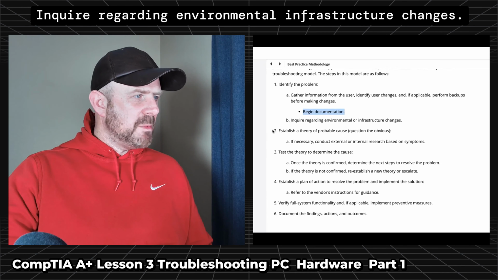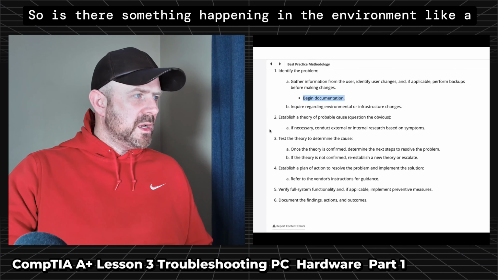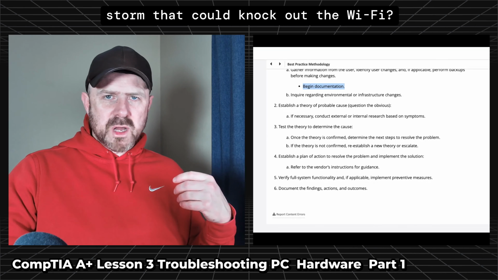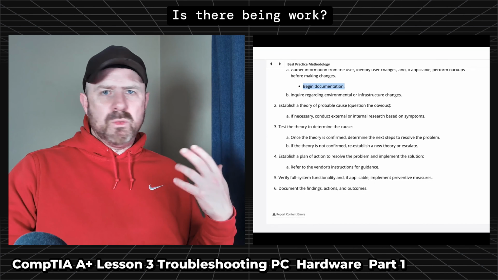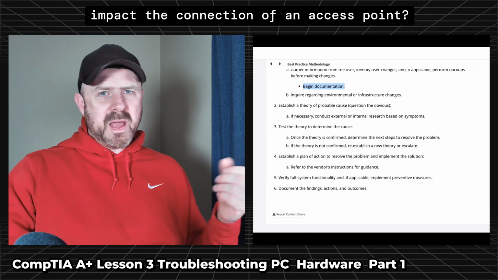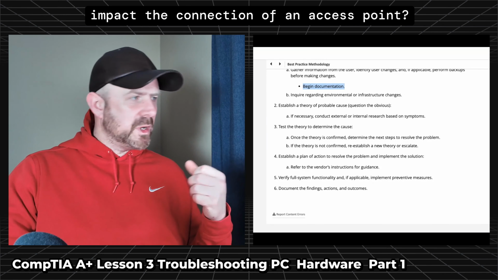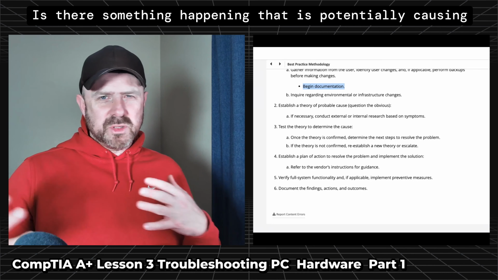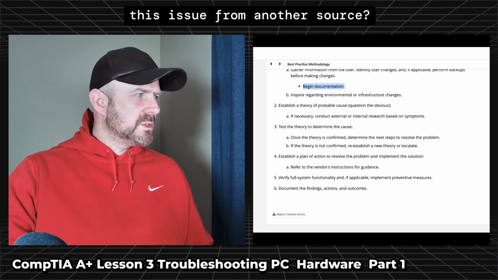Inquire regarding environmental infrastructure changes. So, is there something happening in the environment, like a storm that could knock out the Wi-Fi? Is there work being done on a building in a particular location that could impact the connection of an access point? Is there something happening that is potentially causing this issue from another source?